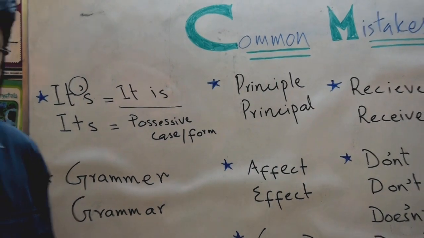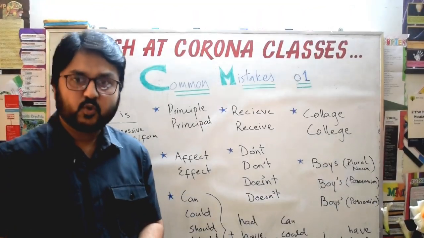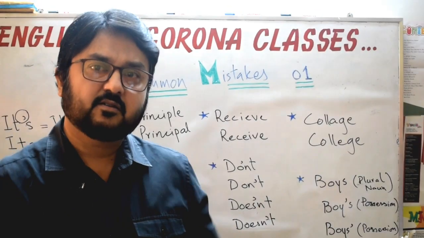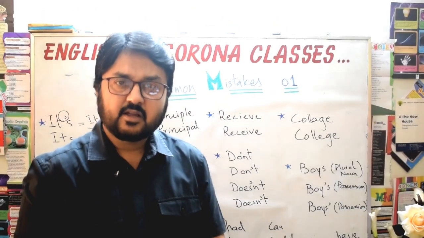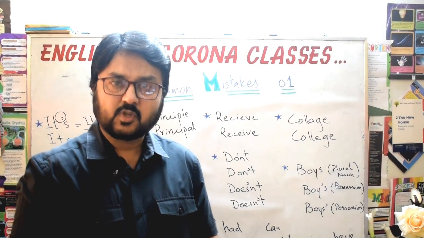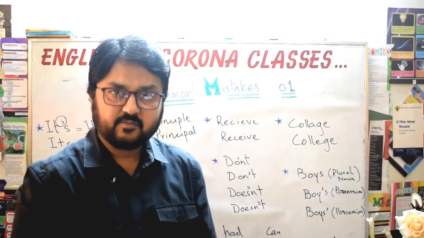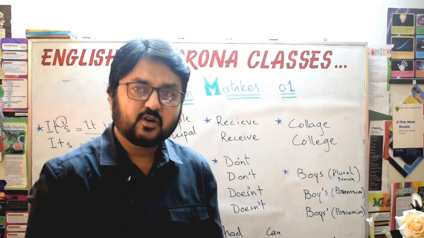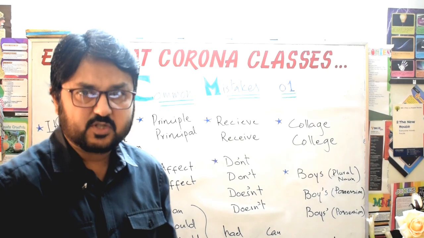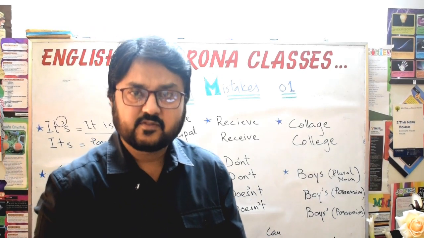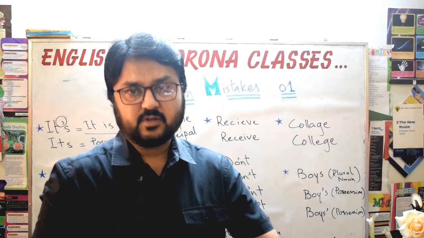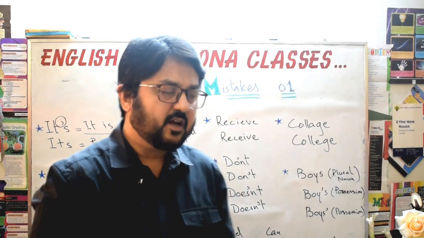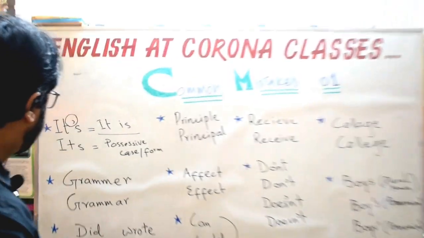Its color, uska rang. Its weight, uska wazan. Its name, iska naam, its price, iski कीमत. Understood or not? So when you are writing its without an apostrophe, it is the possessive case of the pronoun it, as we have discussed in the pronouns. Okay, come to the next mistake.